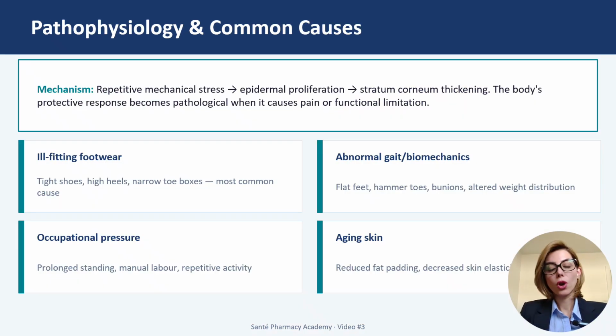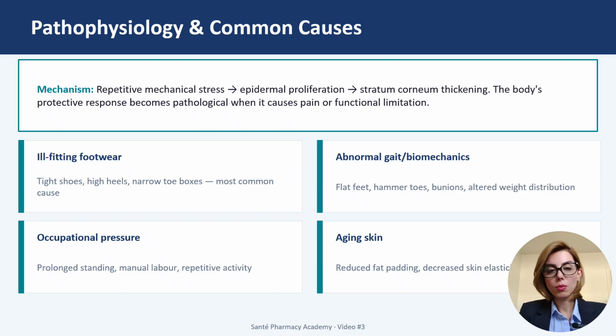Now, why do these form in the first place? The mechanism is pretty straightforward. When the skin experiences repetitive mechanical stress, such as friction, pressure, or shear force, the epidermis responds by proliferating. The stratum corneum gets thicker and thicker. At first, this is protective, but when it becomes painful or interferes with walking, it's now a problem that needs treatment. The most common causes include ill-fitting footwear.